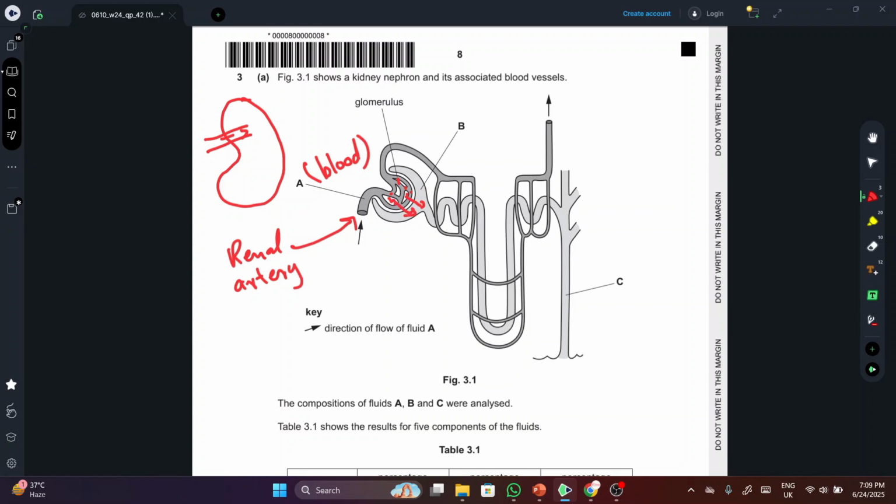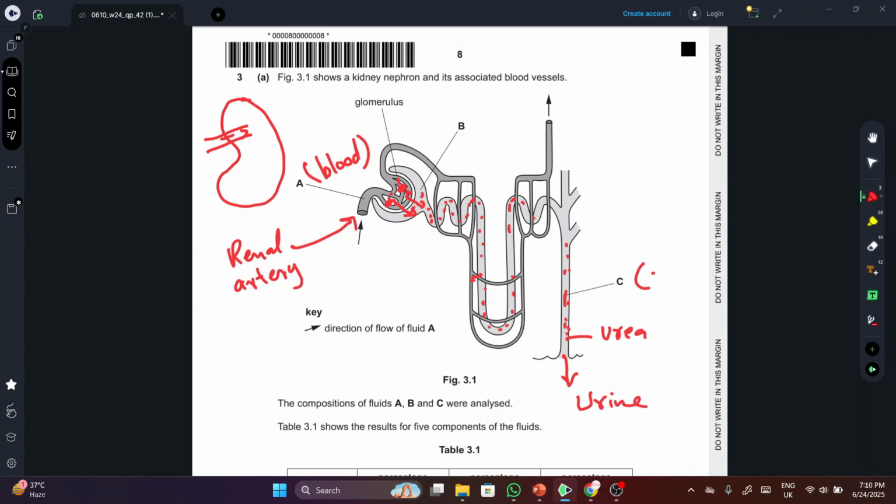When it is filtered out here, the larger proteins and the cells will not filter out, and the rest of all the soluble diffusible molecules will filter out and pass through. This is filtrate, which is passing from here and here. Required material like glucose and amino acids, they all are reabsorbed again into the blood capillaries, and this part is having more urea, and urine is formed here.